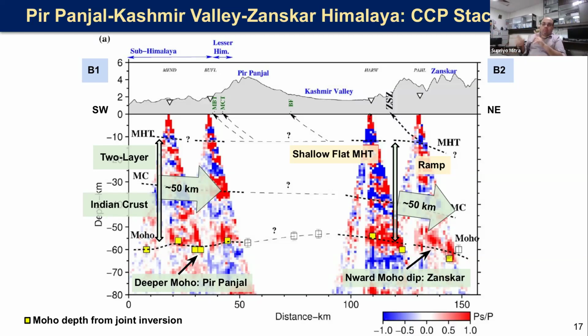And your MHT, although we do not have a lot of measurements in the middle, by looking at the structure at the two ends, we think that the MHT is more or less shallow and absolutely flat across this region. If there is any ramp, like you saw in the other case, it would be almost beyond our network, underneath the Zanskar Himalayas.